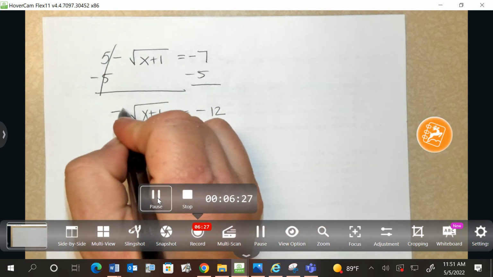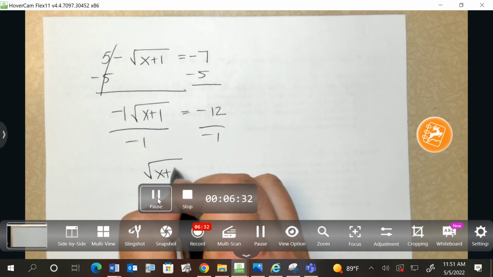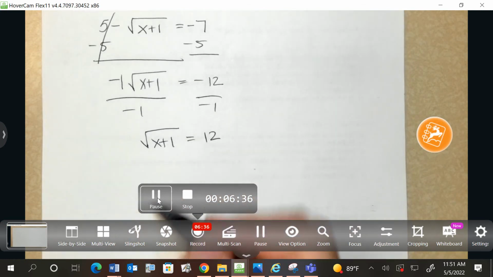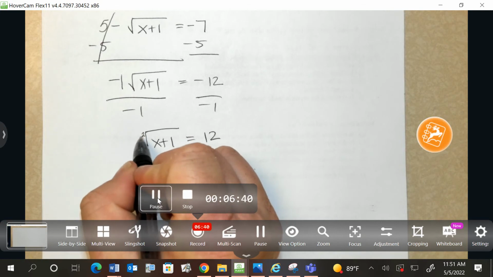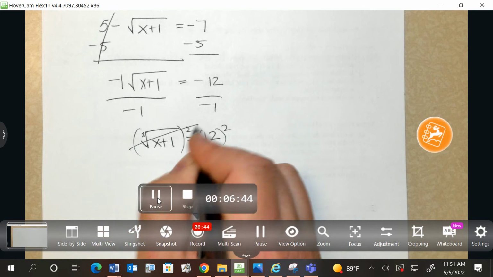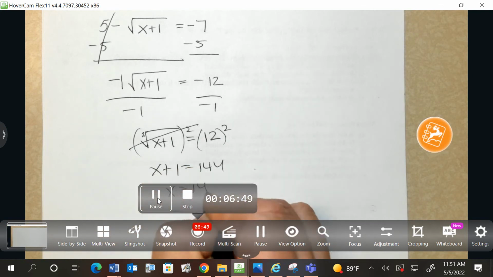And now this is like a -1 out front, so I'm going to divide by the -1. I have a positive 12. And then I'm going to ask myself, okay, how do I get rid of a square root? How do I know it's a square root? If you don't see a number, it's a little hidden too. Well, I'm going to square both sides. So x plus 1 equals 144. I subtract 1 to the opposite side to get 143.